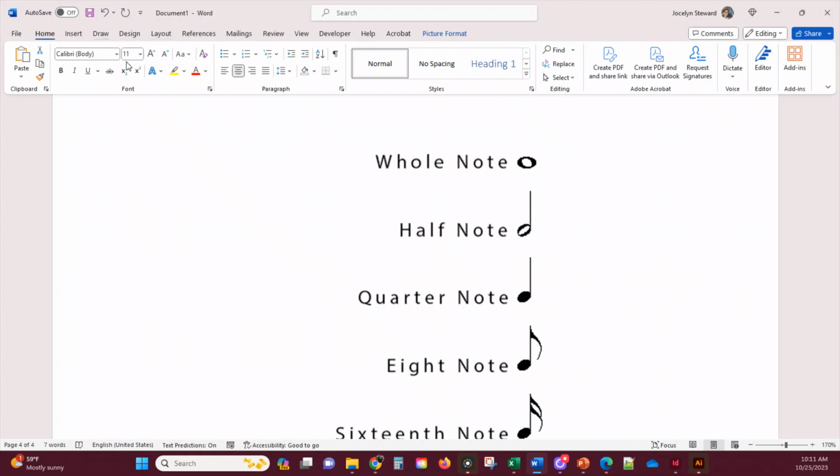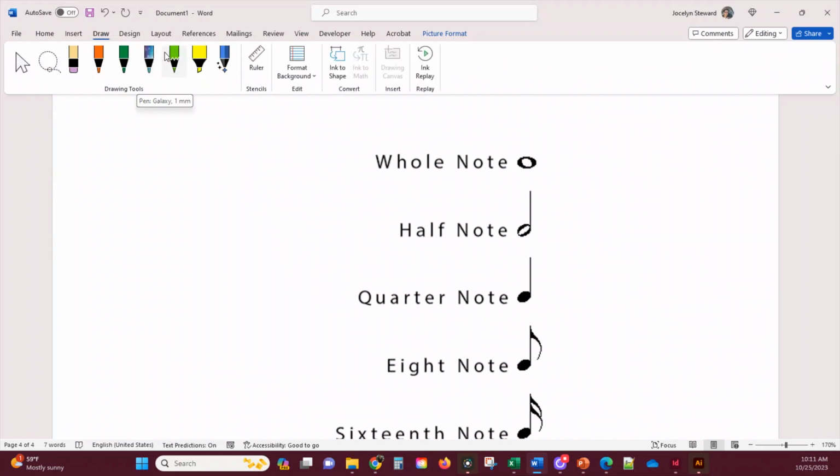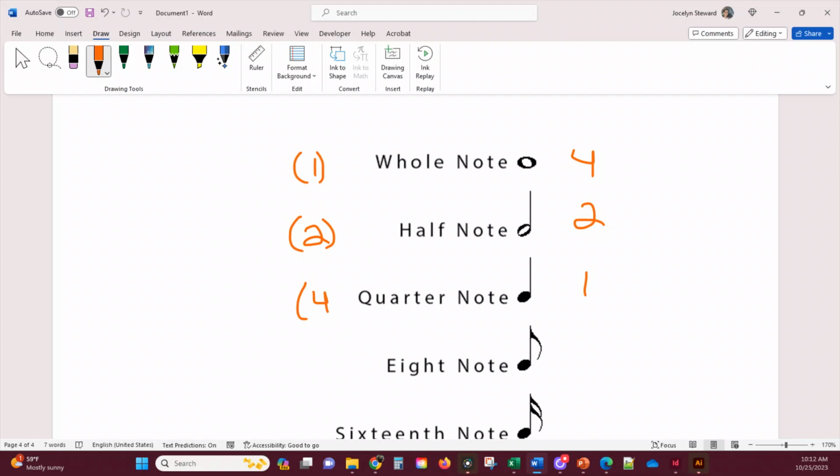Let me draw on here. And the whole note, we would only have one because there's only 4 beats and the most we can have is 4. So this one would be 4. This is 2. This is 1. So in this measure, I could have 1 whole note. I could have 2 half notes. And I could have 4 quarter notes.